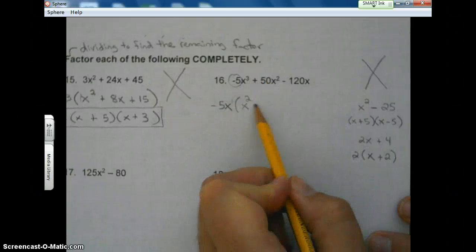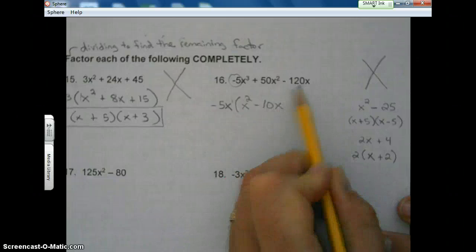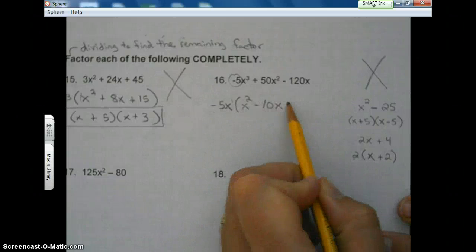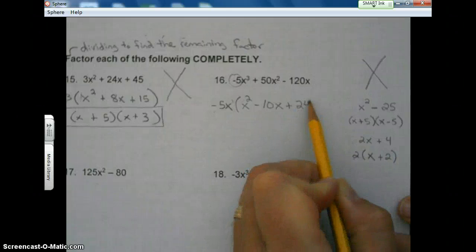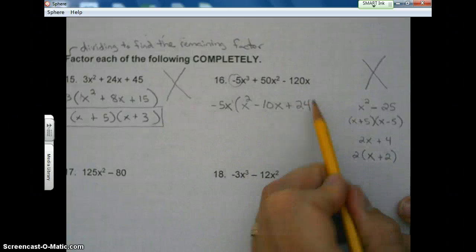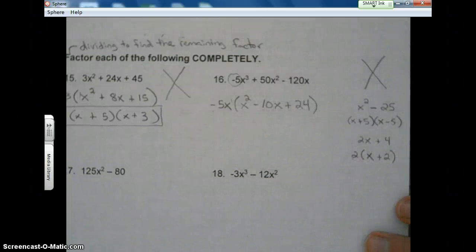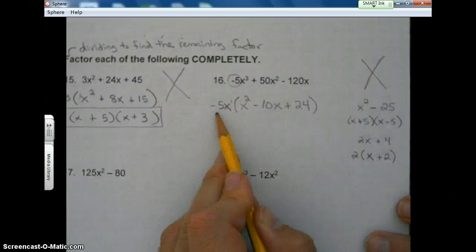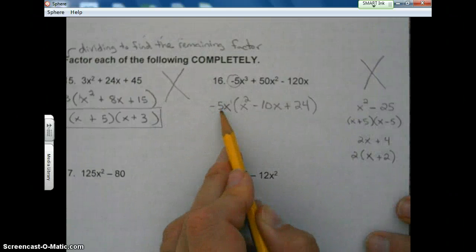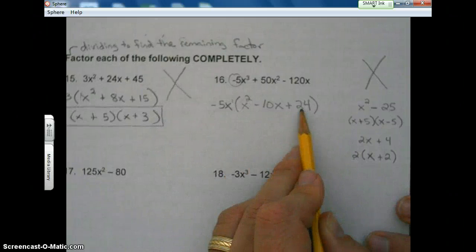Dividing. Dividing. Dividing. And dividing. So I divided all these terms by negative 5x. Negative 5x is a factor, and this trinomial is a factor.